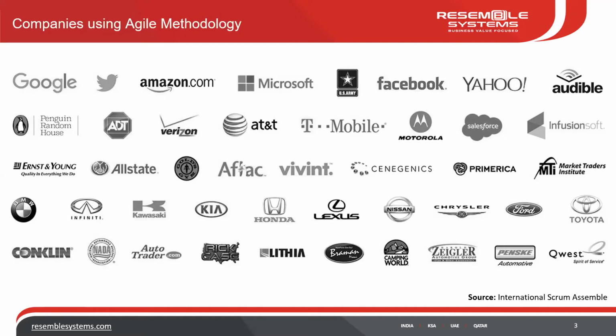Maybe pure Agile, maybe a hybrid of Agile, maybe in Agile extreme programming or Scrum. But some form of Agile is used in these companies. So that just goes to show how important Agile is, and how big companies like these deliver their products in the market using Agile methodology.